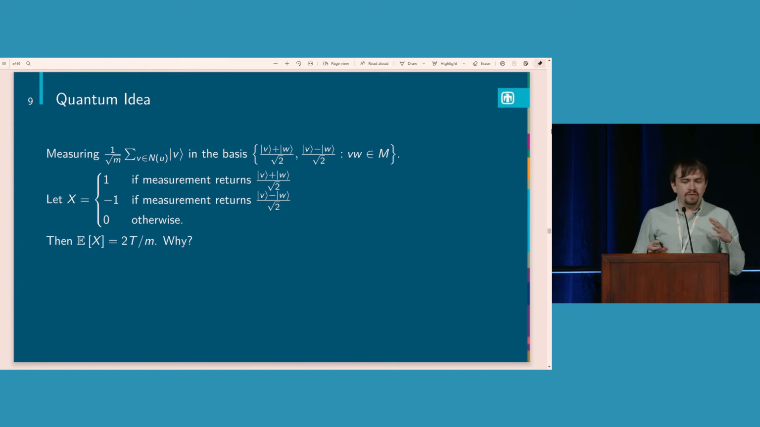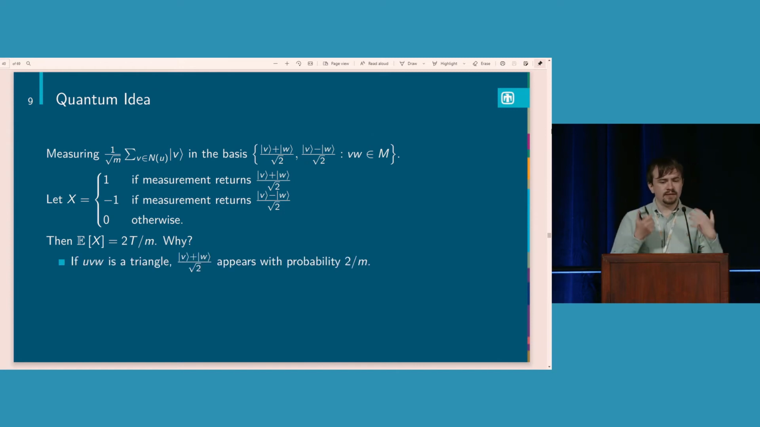Well, let's call that central vertex of Alice's star U. Then for each edge VW in Bob's matching, if UVW is a triangle, then he's going to have a 2 over m chance of getting V plus W when he does that measurement. No chance of getting V minus W because it's going to be orthogonal to that superposition.